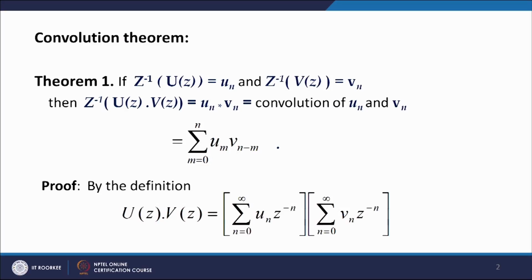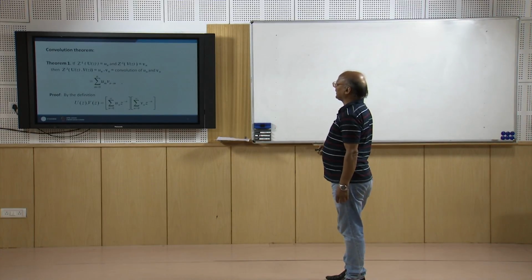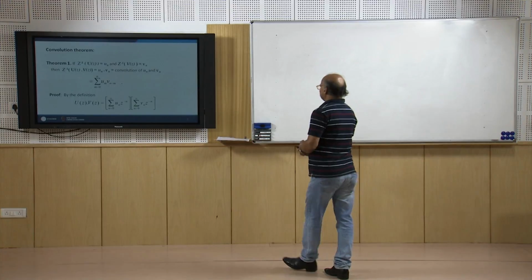A similar theorem on convolution is there in the Laplace transform, where we say that if we know the Laplace transforms of two functions, then the Laplace transform of their convolution is equal to the product of their Laplace transforms. So, here also if we have two sequences u_n and v_n, then the Z transform of their convolution is equal to the product of their Z transforms. To prove this, let us see by the definition of the Z transform.